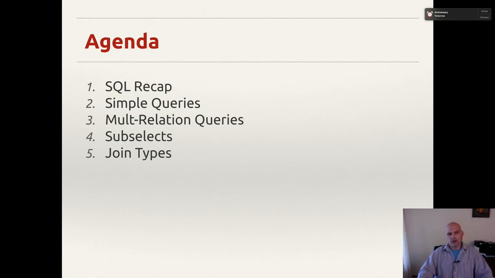So we're going to kick off with a quick recap of what SQL is. I promise it'll be quick, just a few slides. We did touch on that already. Then we're going to dive right into simple queries. Then we're going to see how we can relate multiple relations and do what's called a join between them. We're going to look at subselects, and then a little bit more in depth at join types, how we deal with different set logic, where you're just getting the intersection of the join, or you're getting the intersection plus one of the other sets. We'll look at that when we get down that road.